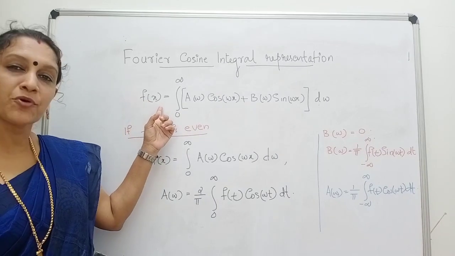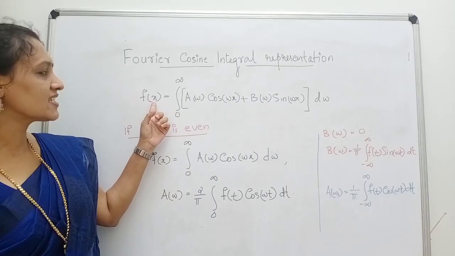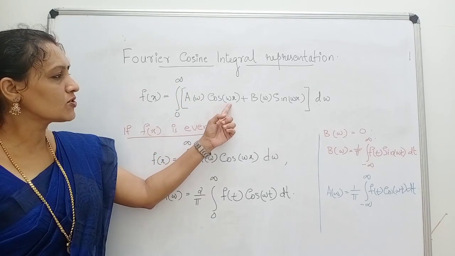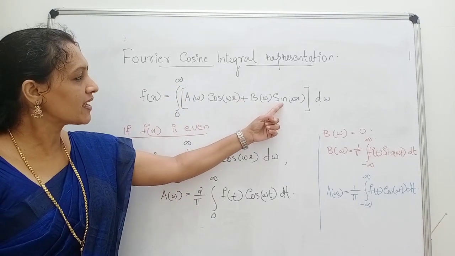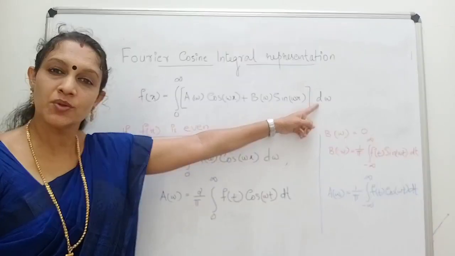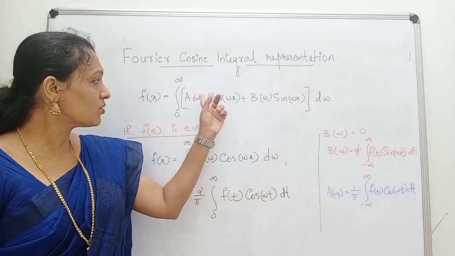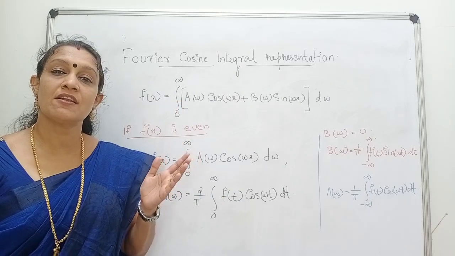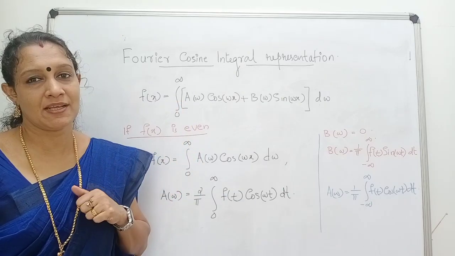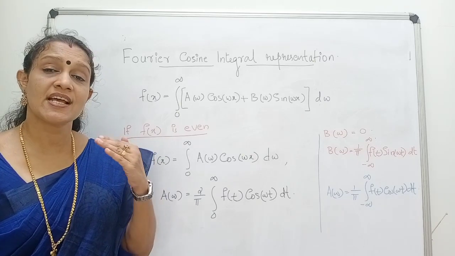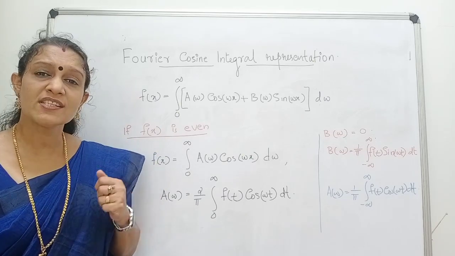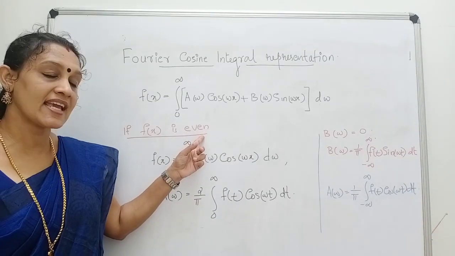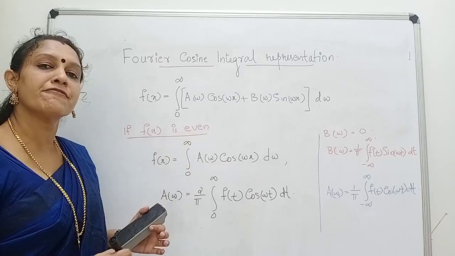See, we have Fourier integral representation: f of x is equal to integral 0 to infinity of a omega cos omega x plus b omega sin omega x d omega. We consider f of x as a function which is defined on the interval from minus infinity to infinity. Now let us consider what is happening when f of x is an even function.